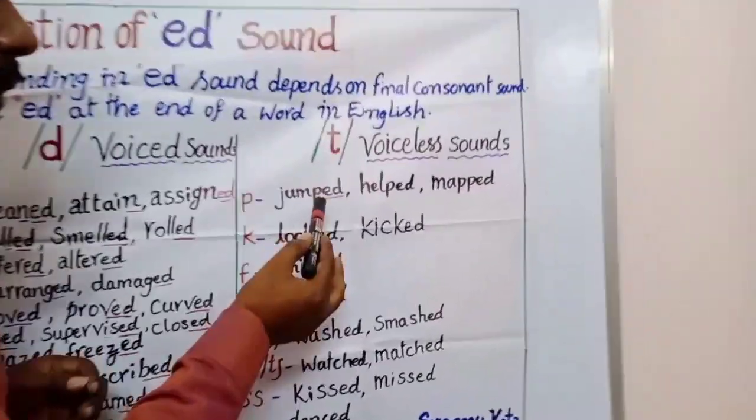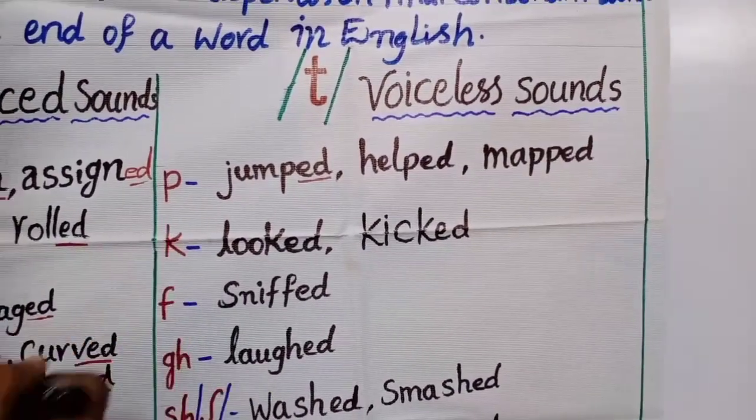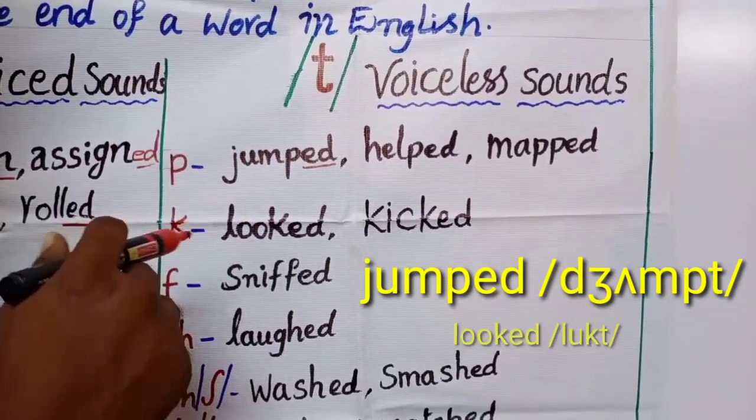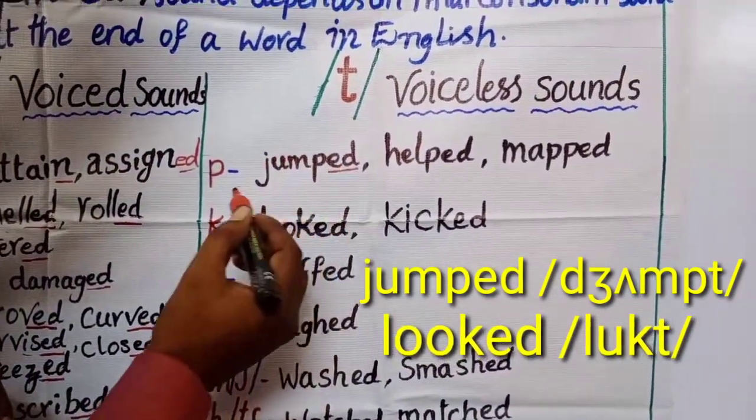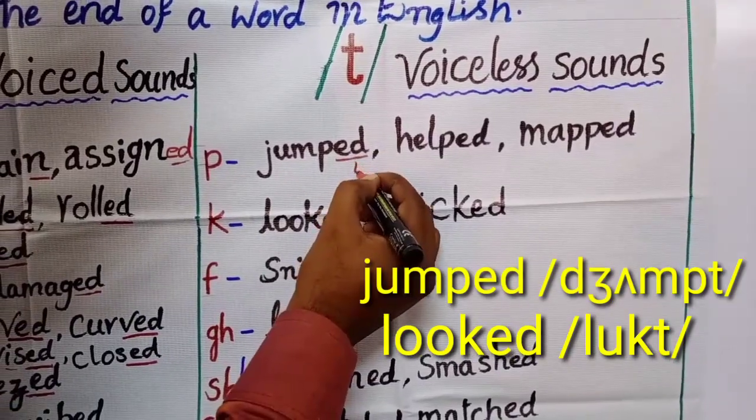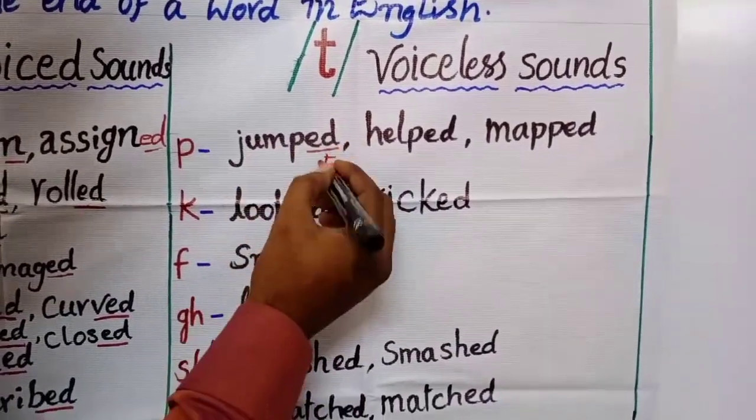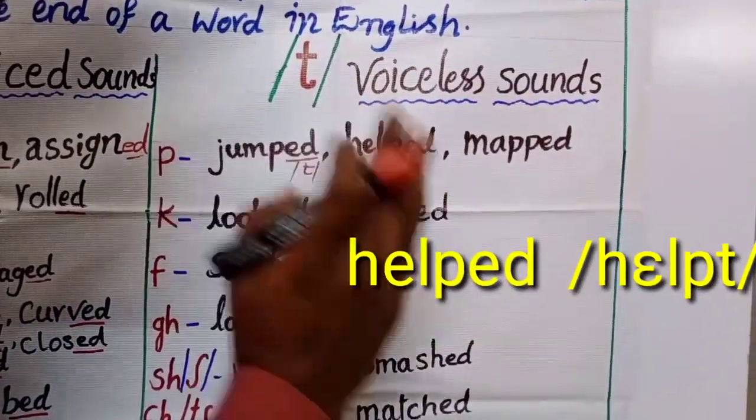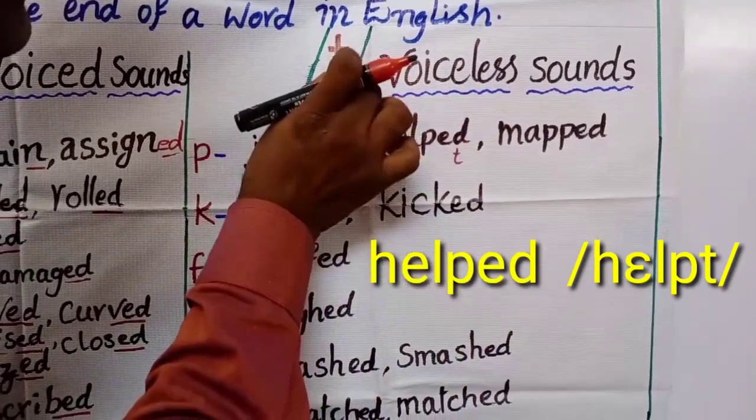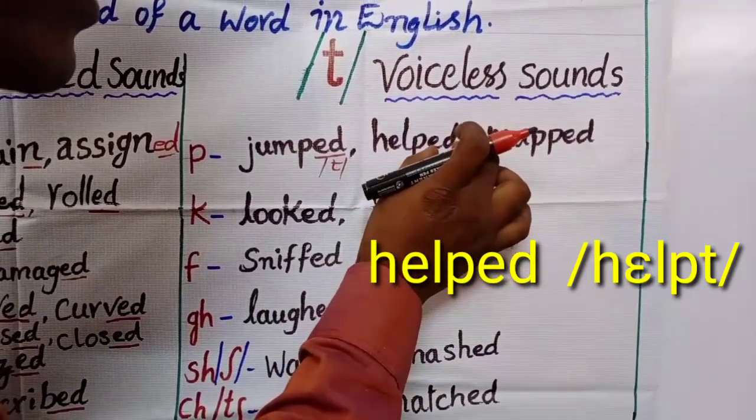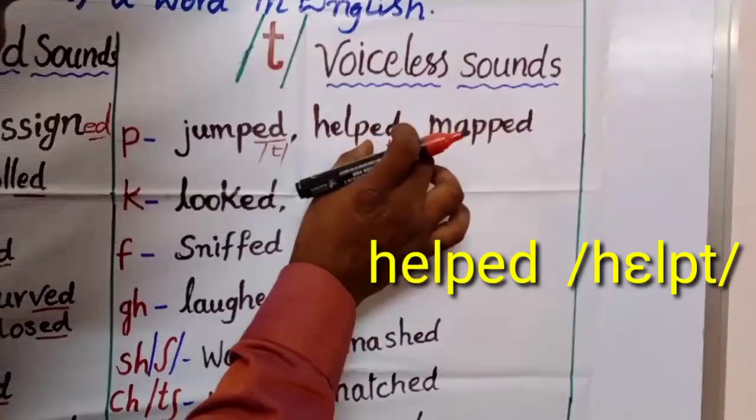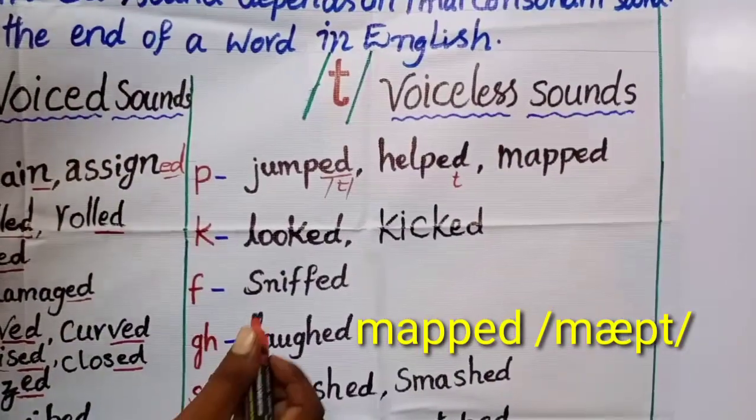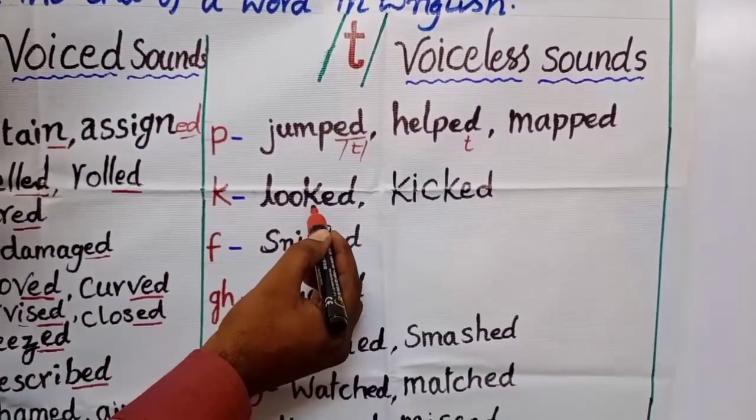So if your verb ends with p, automatically we say jumped, not jumpd, looked, no, jumped. After p, it will be t sound, jumped. Okay, yes. And help, helped, t sound. Okay, this t sound is pronounced instead of the ed sound. Helped, jumped, mapped. Next we come to the k sound.